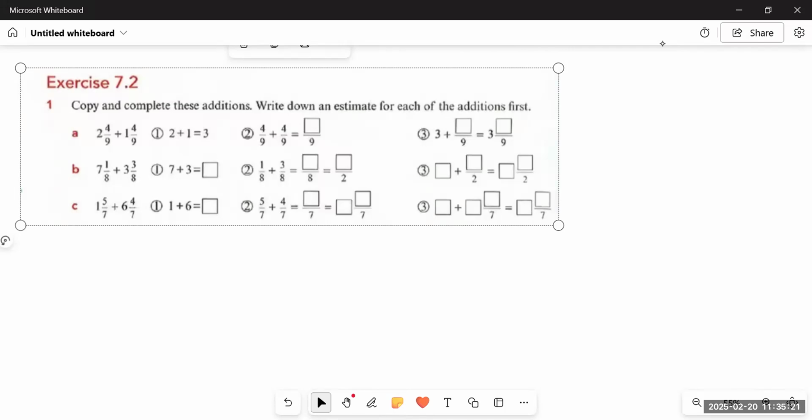Today we are going to learn something about adding and subtracting mixed numbers. We have already learned it multiple times, but today we are going to do it in some other way.